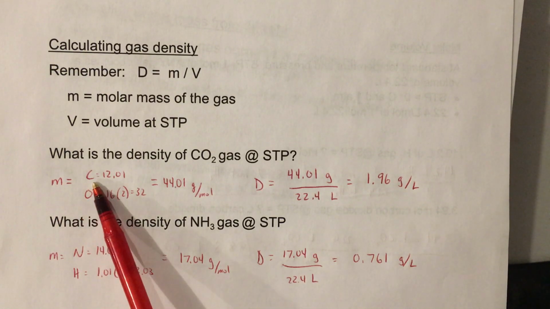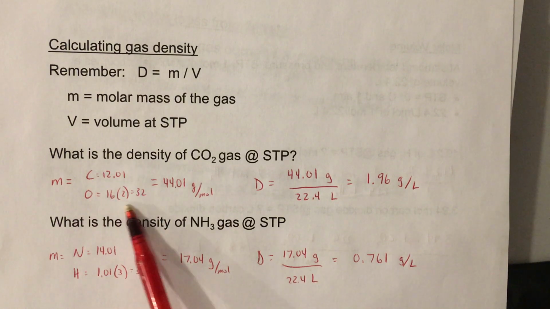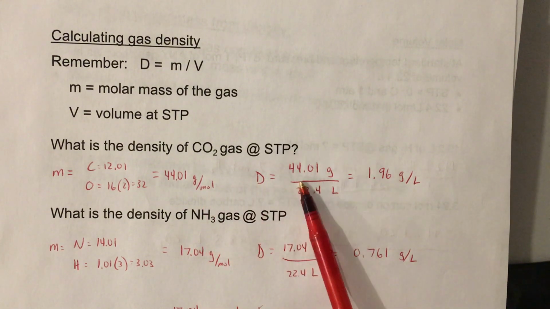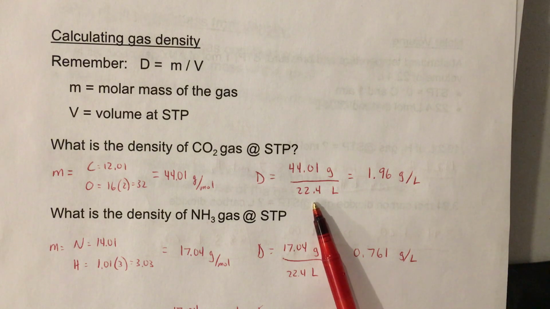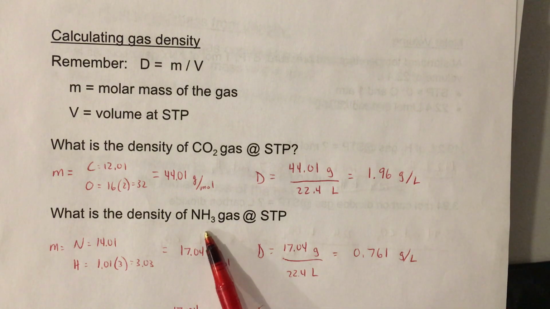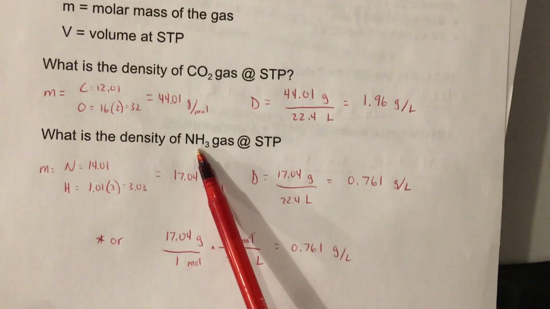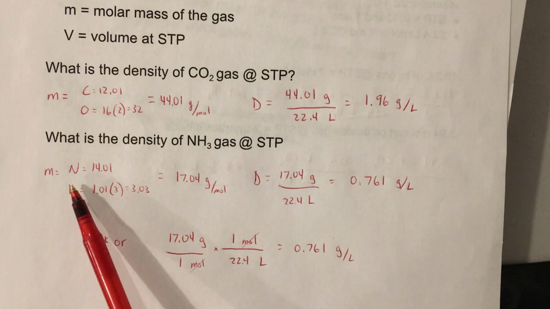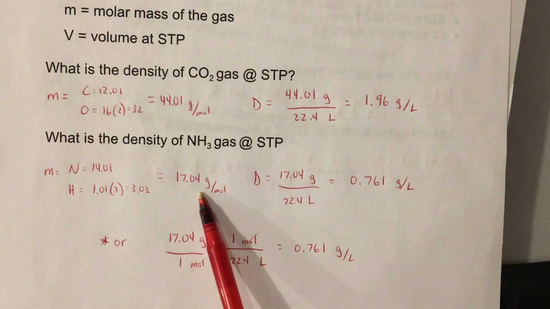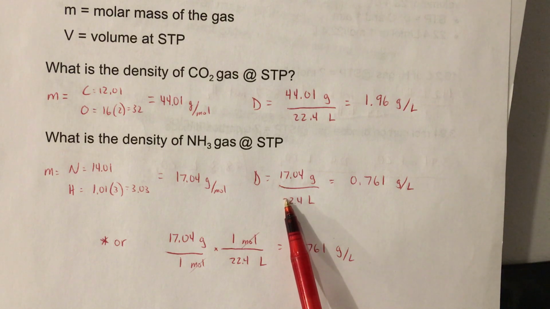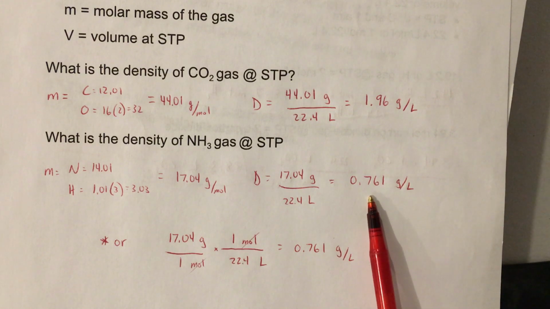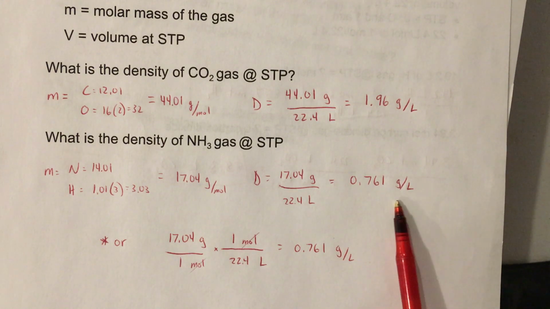So to find the molar mass, again, CO2, so 1 carbon, 2 oxygens, 44.01 grams per mole is the molar mass of carbon dioxide. And then we're just going to take and divide that with the molar volume of 22.4 liters, and we would get 1.96 grams per liter. If we look at ammonia gas, NH3, again, the mass is going to be the molar mass, so 1 nitrogen, 3 hydrogen, gives us a molar mass of 17.04 grams. Density, mass over volume, so 17.04 grams over the 22.4 liters gives us a gas density of 0.761 grams per liter.